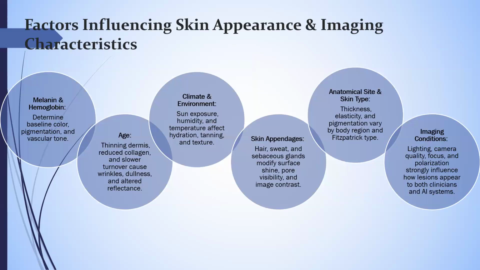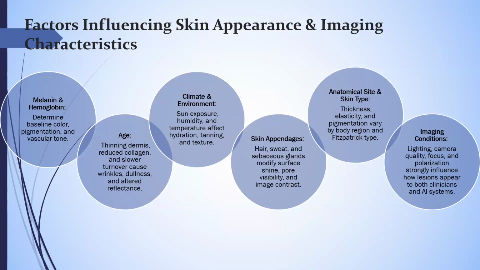So the factors influencing the skin appearance: melanin and hemoglobin. Melanin we have seen, hemoglobin we do see in our blood. For some people, we see the face is very red, isn't it? That reddish color comes because of the vascular, that means the blood vessel, the hemoglobin which is inside the blood vessel, that gives you that reddish hue or that pinkish hue that certain people have in their face. So these are the two things which are going to determine the baseline color, pigmentation and vascular tone. Then comes your age. So from a baby to a person who is in their 80s, the skin is not the same.